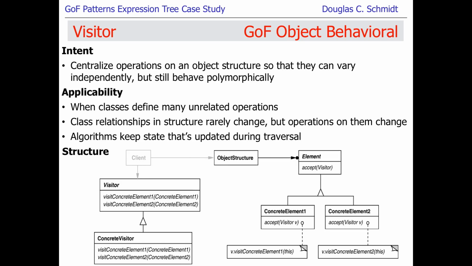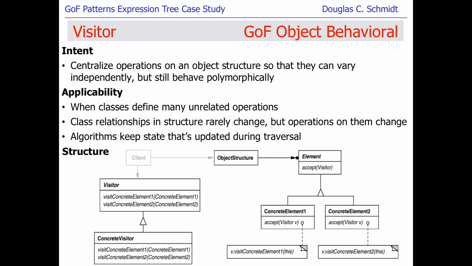Here are some situations under which you might want to use this. When a class defines many unrelated operations, so printing, evaluation, semantic analysis, code generation, those operations don't really have much to do with each other. They all work off of a common structure, the tree, but they don't really have a whole lot to do with each other, right? When the class relationships in the structure rarely change, this is really important, but the operations on them change relatively frequently.